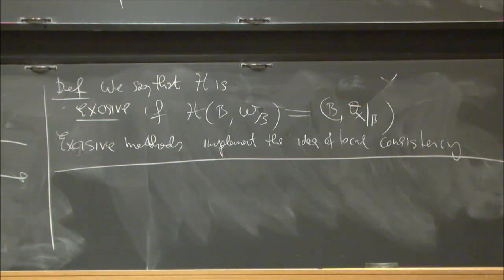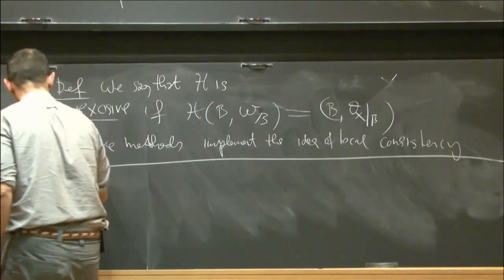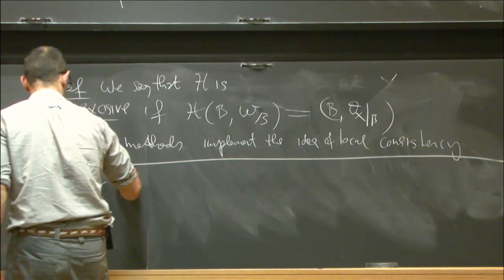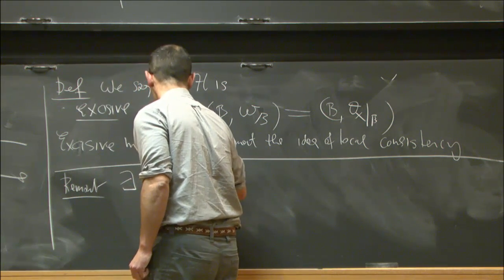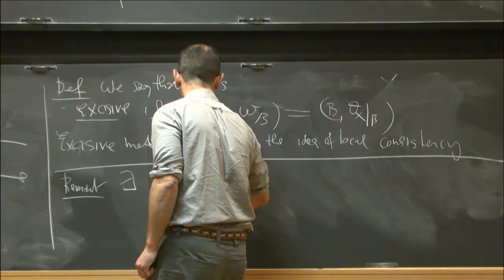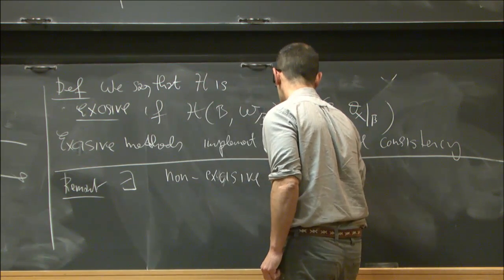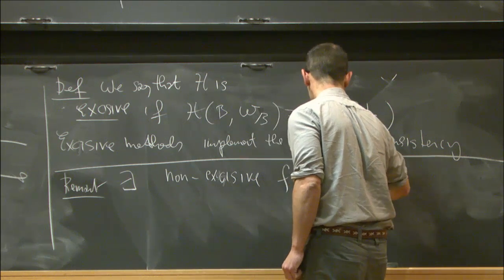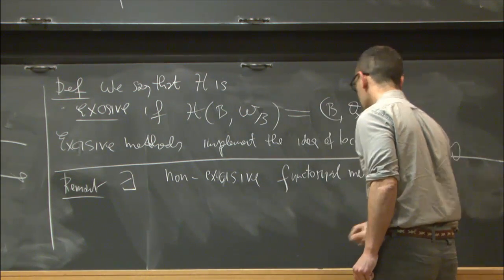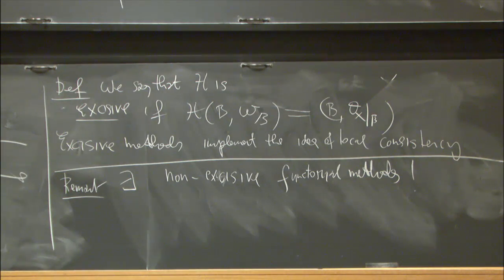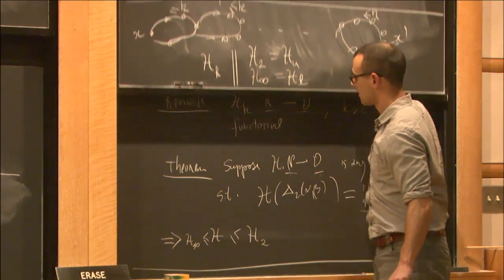Now, I'm not going to give the construction right now, but there's a remark I want to make. There exist non-excessive functorial methods. So these sort of things do happen in practice. You could write some methods that are not tame. And another idea that we found useful is related to, say, complexity.